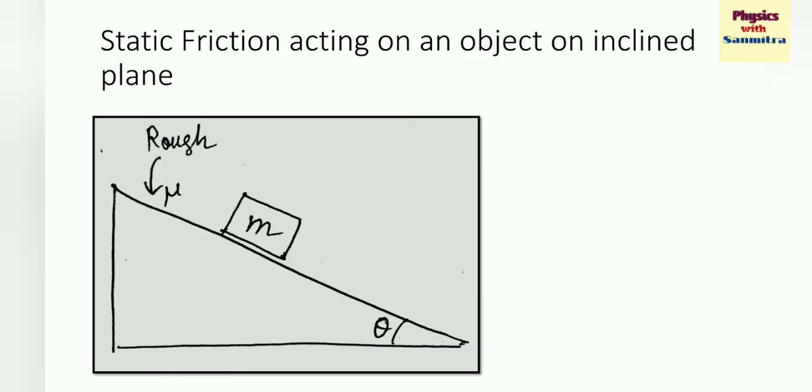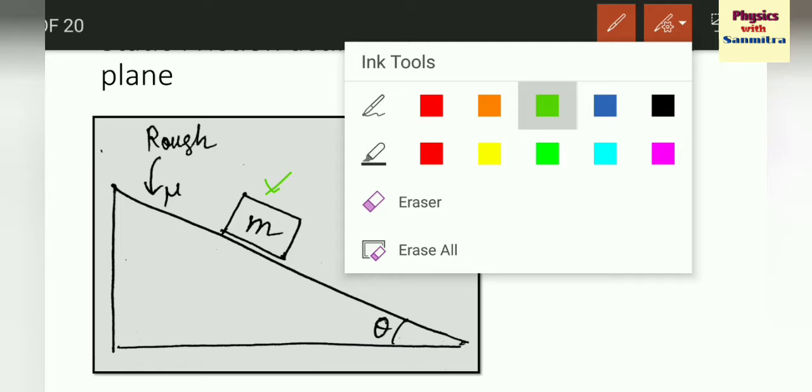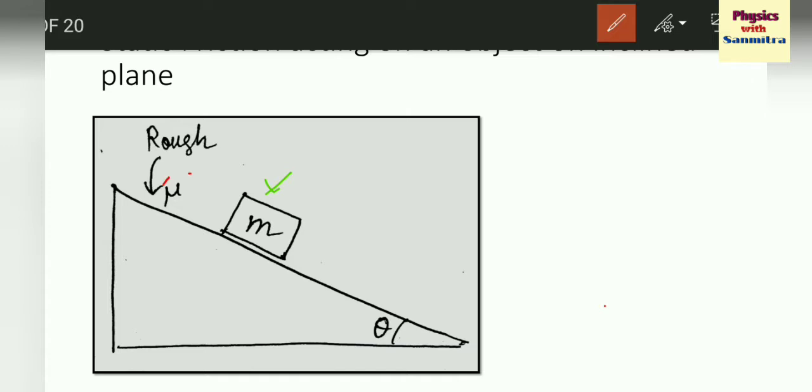Now let's analyze a case: static friction acting on an object on an inclined plane. See, this is a rough inclined plane, and we have an object M on the inclined plane. This surface is rough with a coefficient of friction, let's say mu s. They have asked us to find static friction, so I will consider it as mu s, and the angle is theta.